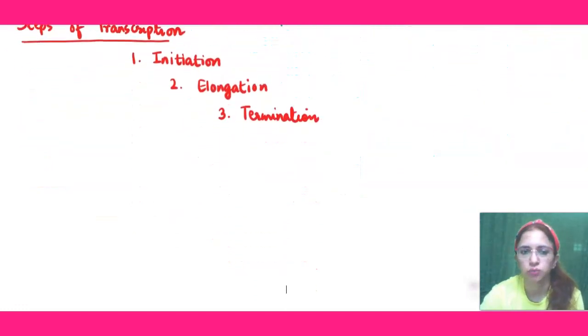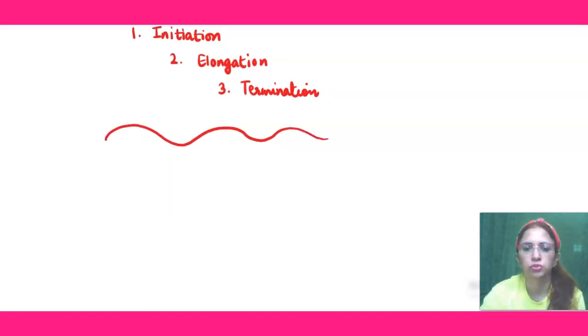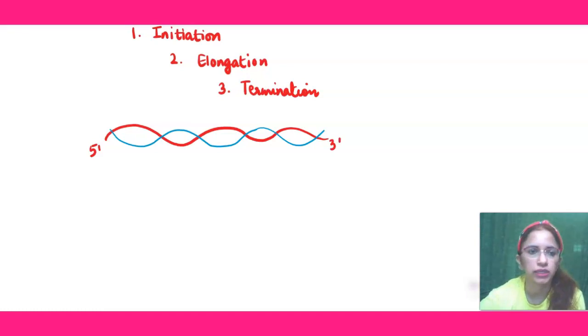Initiation is the first one. Suppose let's draw the strands here first, okay? So these are the two strands of DNA and they must be intertwined with each other, means they will be compactly coiled, okay? So one strand of course has to be 3 to 5 prime, and another has to be 5 to 3 prime because the two strands are anti-parallel to each other.